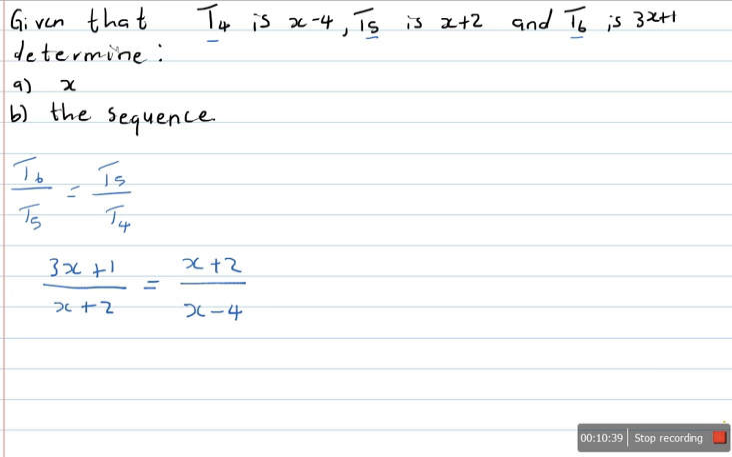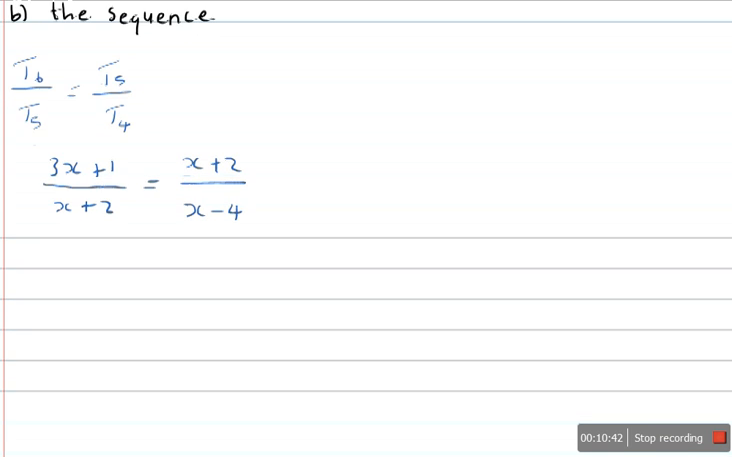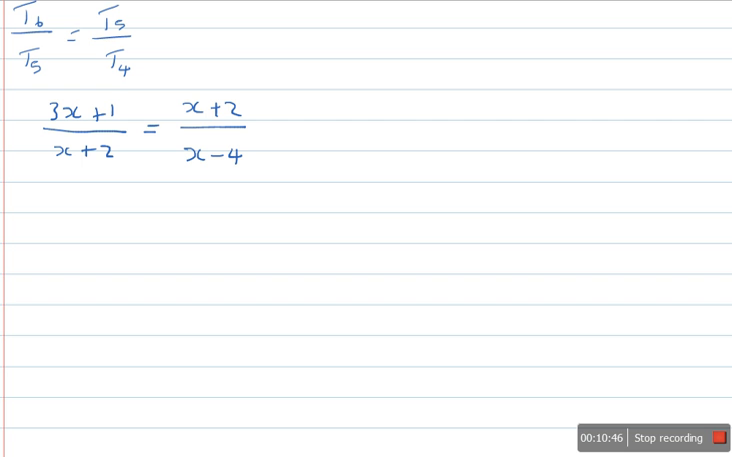Okay, so we must cross multiply. We will get 3x plus 1 multiplied by x minus 4, on this side, and x plus 2 multiplied by x plus 2 on the other side. Right, so this is how we are going to solve for x.